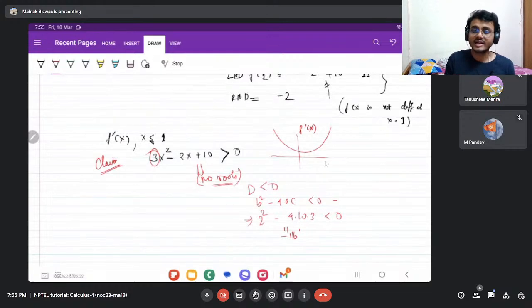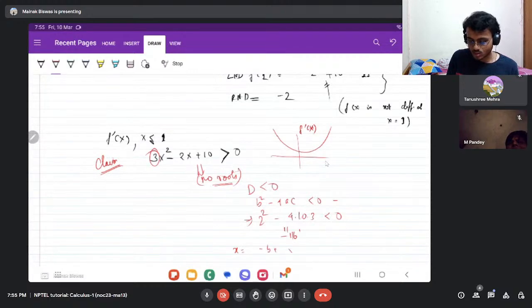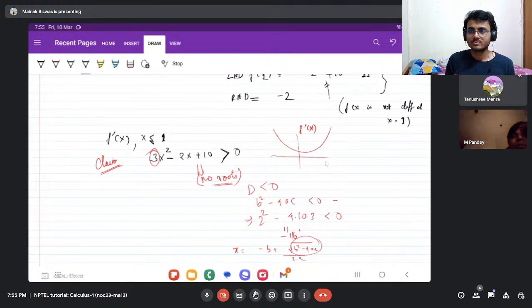So if it is negative, which means that there are no roots. We know x is defined as minus b plus minus root over of b square minus 4ac by 2a. This has to be greater than 0 for real roots to exist. If there are no real roots, it does not cut the x-axis, agreed? Yes, sir. Tanushri, agreed?